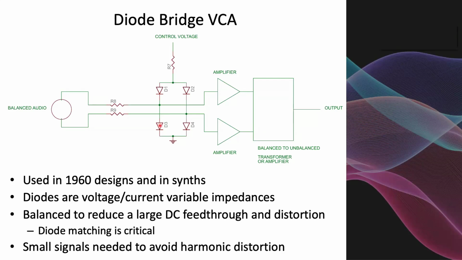But for it to work, the diode matching has to be absolutely critical, and you still end up using really quite small signals to avoid harmonic distortion. This arrangement was used in 1960s compressor designs. I don't have an example of one, but it's also used a lot in synthesizer circuits, both for envelope control and also for filter control. In those particular cases, I think possibly the distortion was less of an issue because it was, if you like, part of the character of the instrument itself.